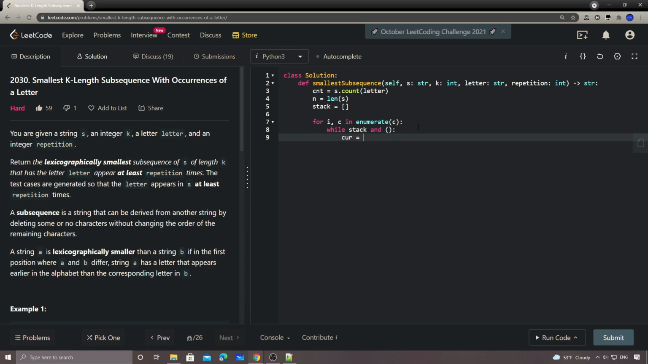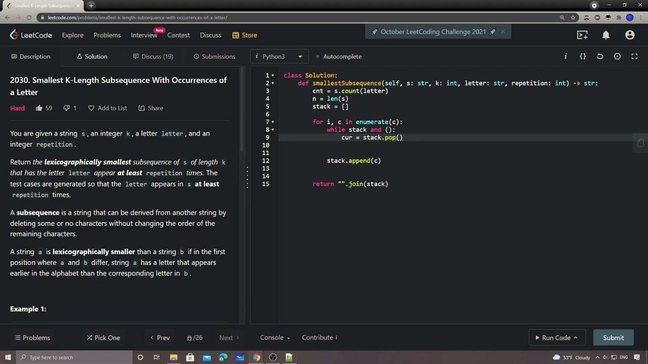Let's finish the other part first. So if the current one equals the thing that we can pop, and then somewhere here we're going to append the current letter. And then in the end we return this. So that's the basic structure of this solution. But apparently we need some conditions. So first, when can we pop?